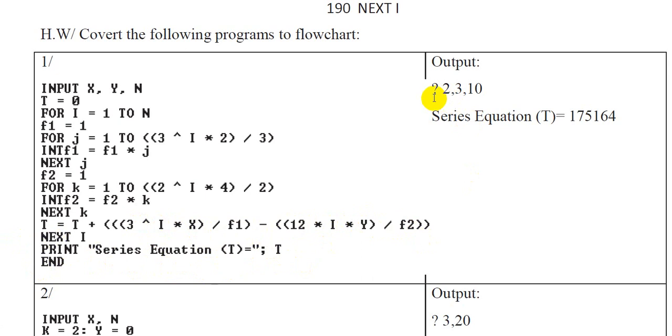The output will be in the following form. The format of the output will be as follows: 2, 3, 10. The series equation of T will be exactly 175,164.